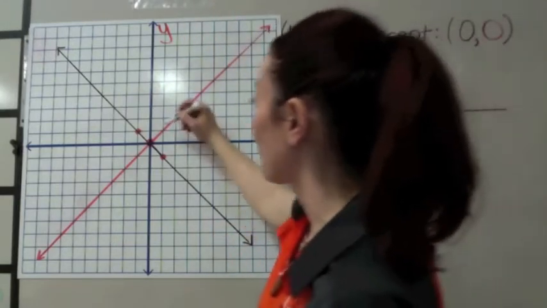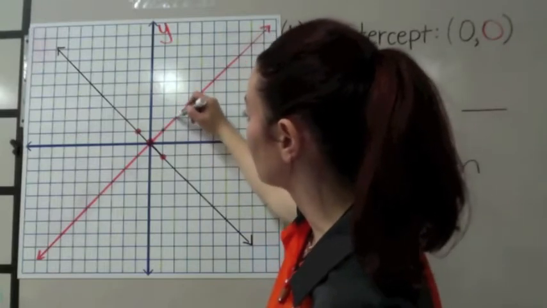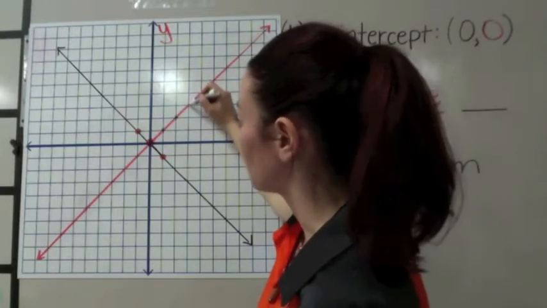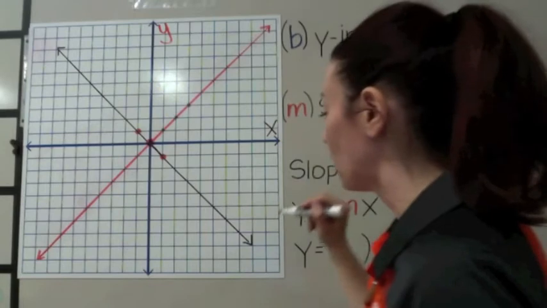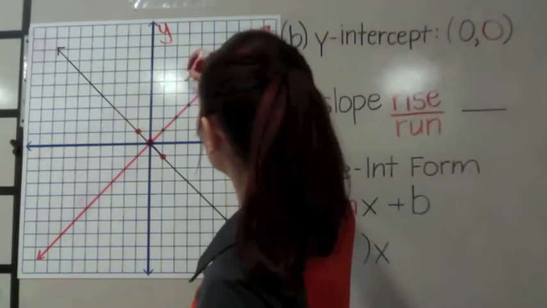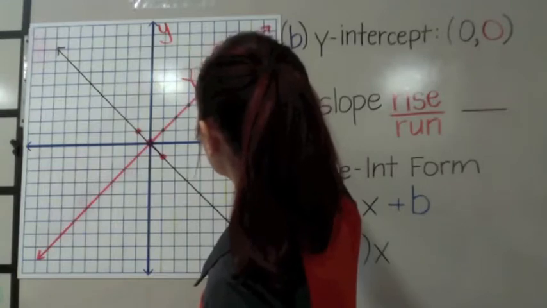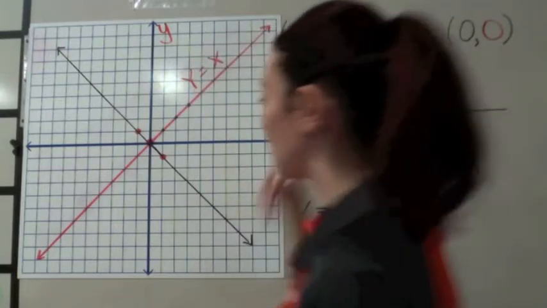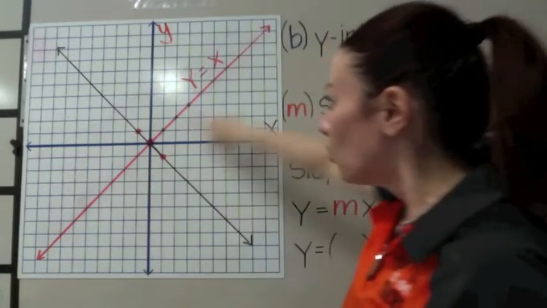And in fact, if x is 1, y is 1. If x is 2, y is 2. If x is 3, y is 3, and so on and so forth. We call this red equation y equals x. Remember this one? Well, that's in slope-intercept form, but y equals x.